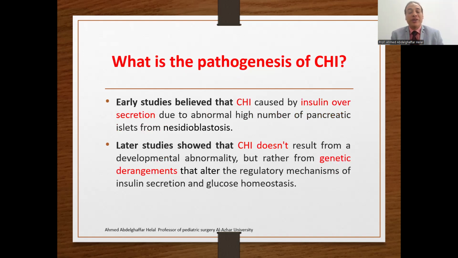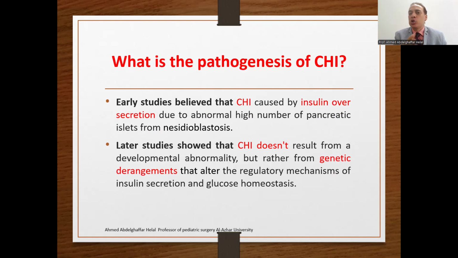Let's see. What's the pathogenesis of congenital hyperinsulinism? Previously, it was considered that there is insulin over-secretion due to an abnormally high number of islet cells, a condition called nesidioblastosis. They considered that there are many islet cells secreting more insulin, leading to this hyperinsulinism.